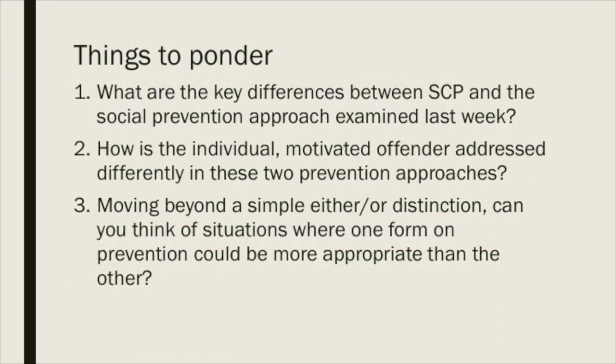Now, here are some things to think about over the rest of this week. What are the key differences between situational crime prevention and the social prevention approach examined last week? How is the individual, the motivated offender, addressed differently in these two prevention approaches? And the third thing to think about is, moving beyond a simple either-or distinction, can you think of situations where one form of prevention could be more appropriate than the other? And obviously, why is that the case?